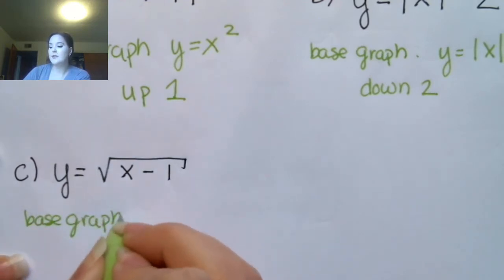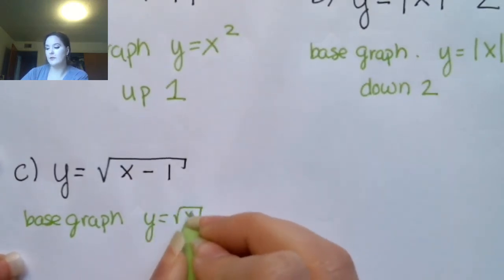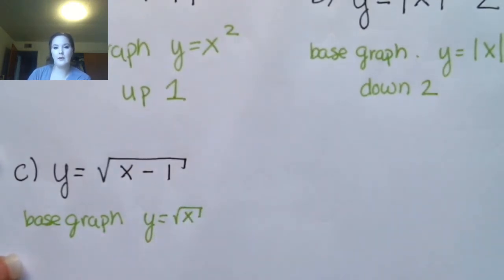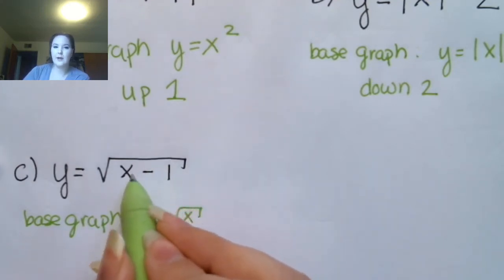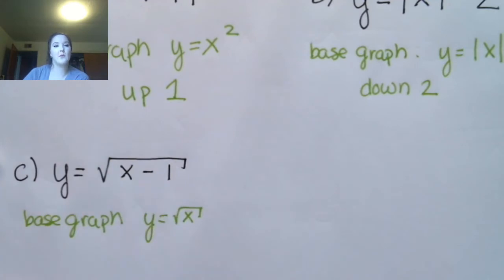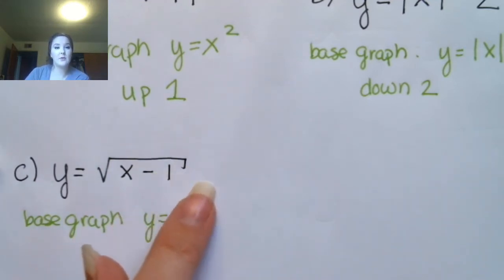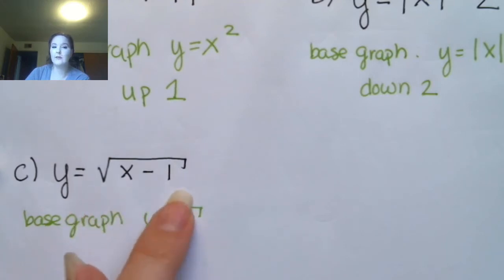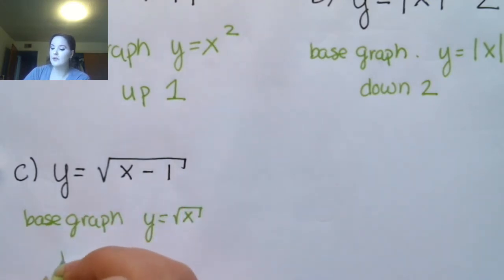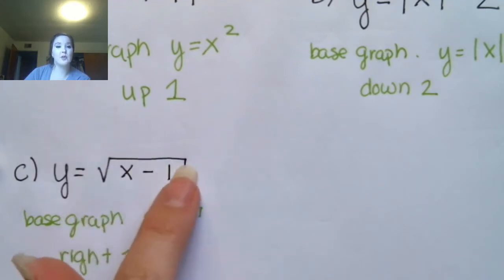Okay. So this is the base graph that is y equals root x. And then what does this minus 1 do? First of all, we can see it's inside the square root, so that means it's going to affect x coordinates. It's going to move left and right. So this minus 1 is going to move it right 1. It doesn't move it down because it's inside the main function, which is the square root.